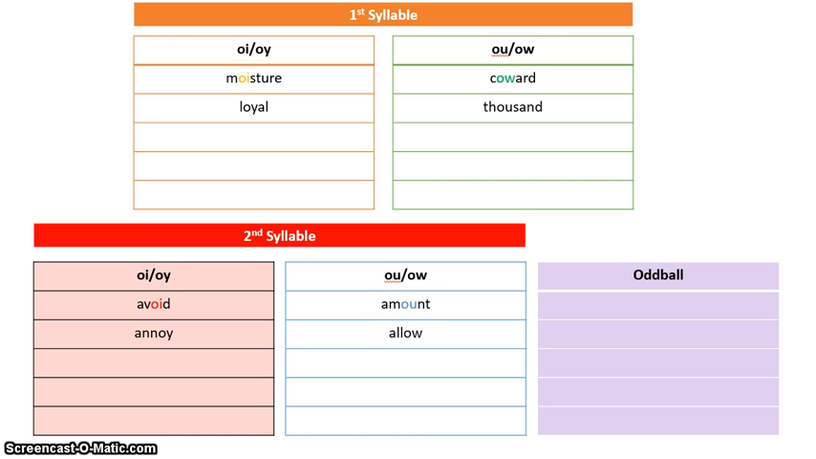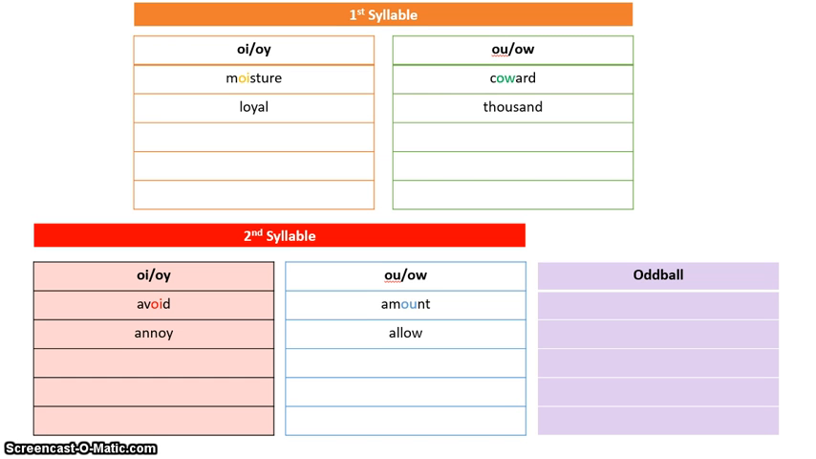All right, so let's look at the word loyal. We're looking for the oi sound, and in loyal we have 2 syllables, and the oi is found in the first syllable. So that's why I put it under the same word as in moisture. Okay, thousand. We have 2 syllables. The OU makes the ow sound and is found in the first syllable. So that's why it is there.